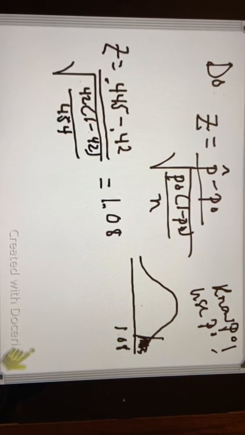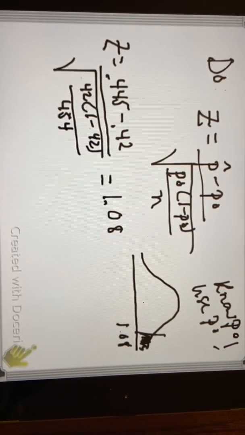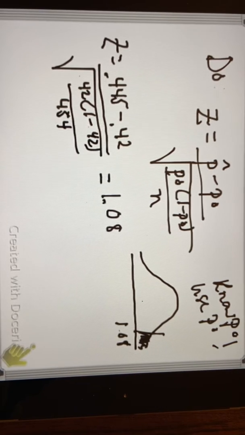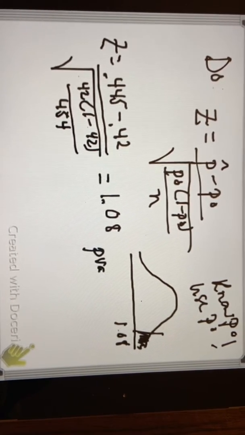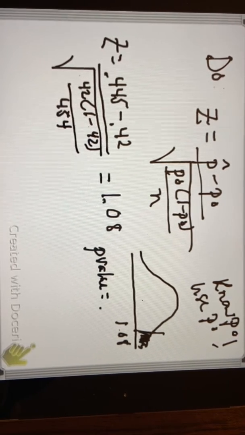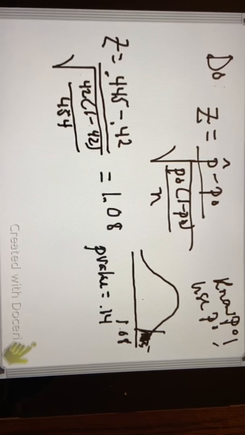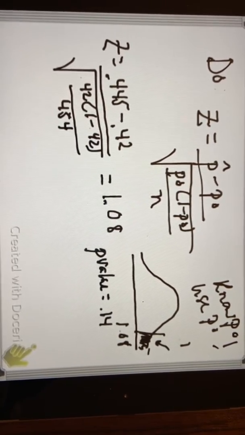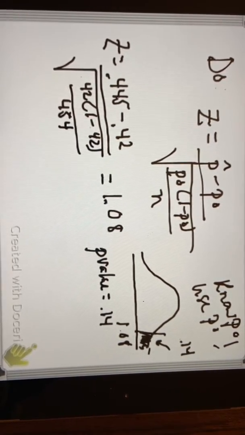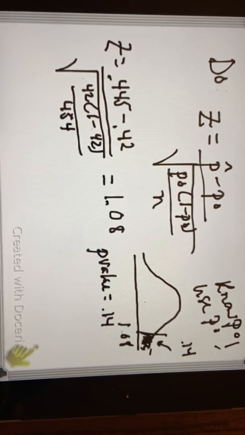But it's the area under the curve to the right of that 1.08, that z-score. And so the calculator gives it to me. It says that my p-value is 0.14. So just knowing your normal curve, there's 14% at or above that z-score. Well, that's not very significant.